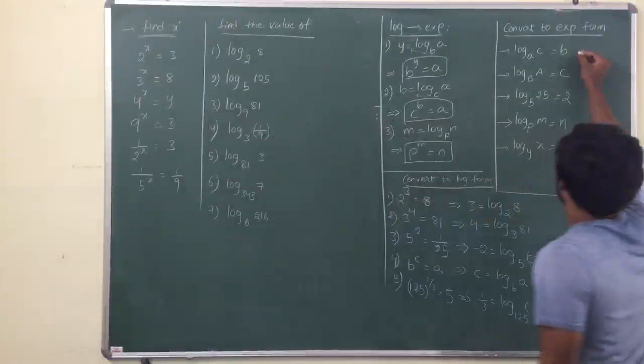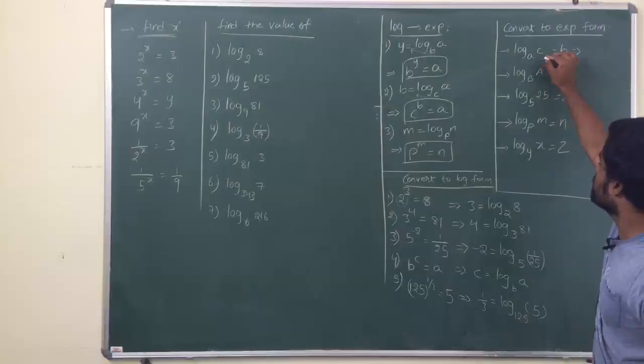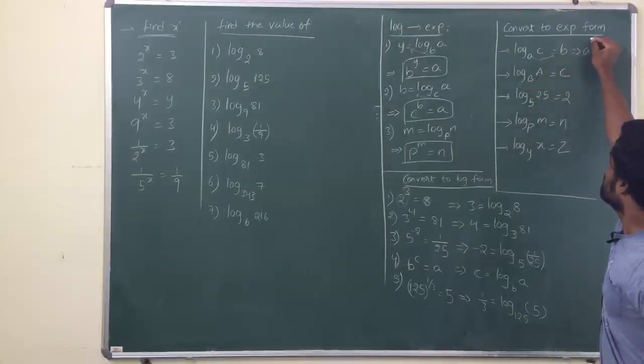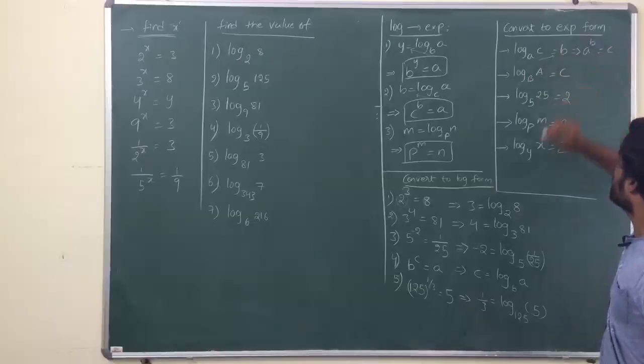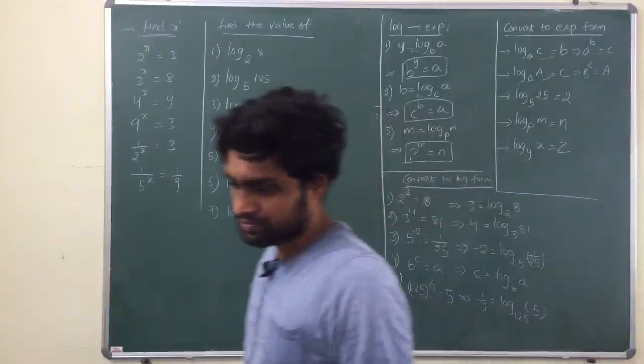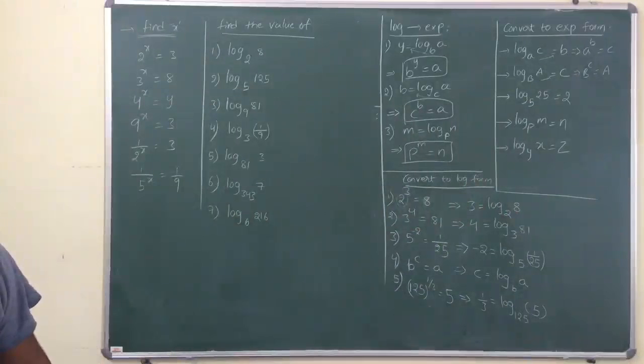Next, see this. Log C base A is equal to B. What I told you? Cross multiplication. A raised to B is equal to C. Next, again cross multiplication types. B power C is equal to A. Solve the remaining ones.